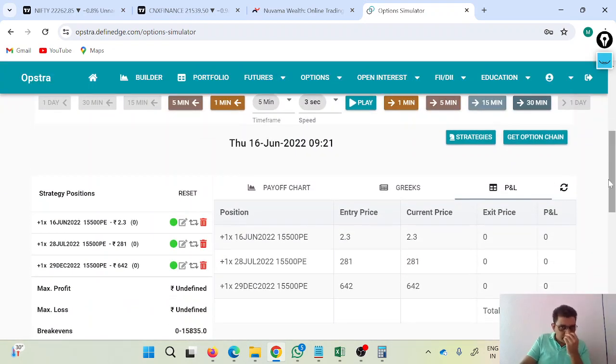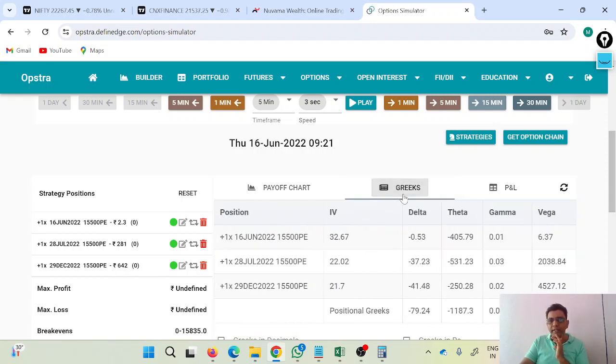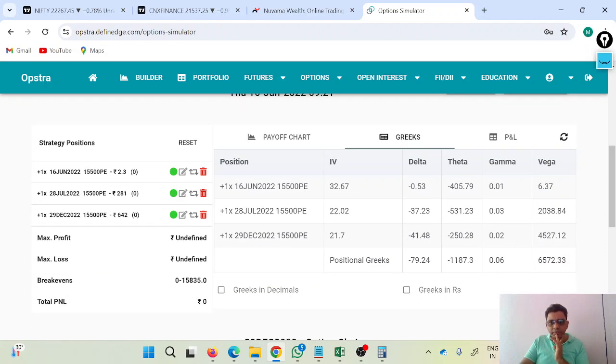So what I have done, I have kept the strike price the same. For today's expiry, I have bought the 15,500 put. For the expiry which will be 1.5 months from now, I have bought the 15,500 put. And for the 6 monthly expiry, I have bought the 15,500 put. These are my buying prices: 2.3, 281, 642.